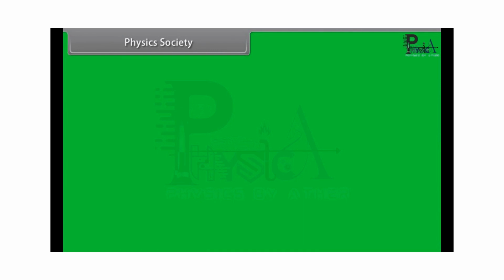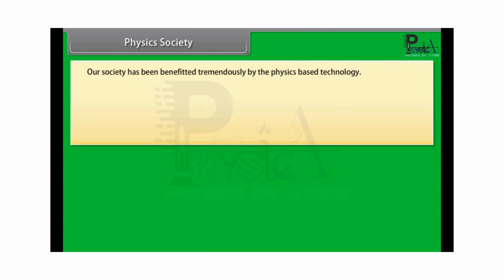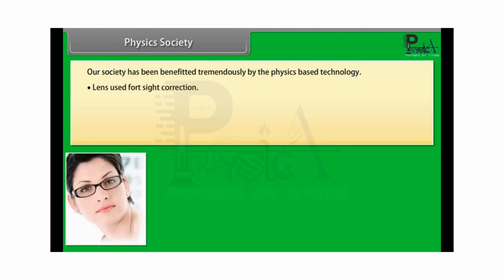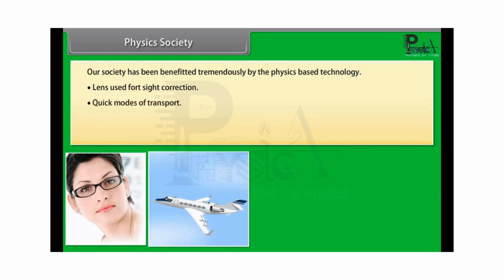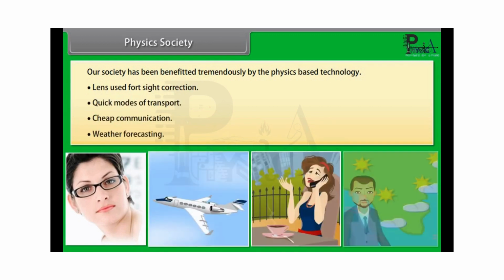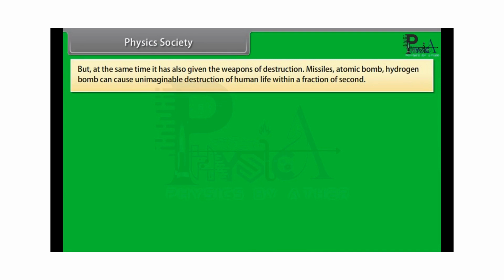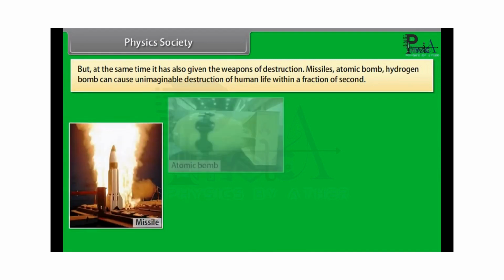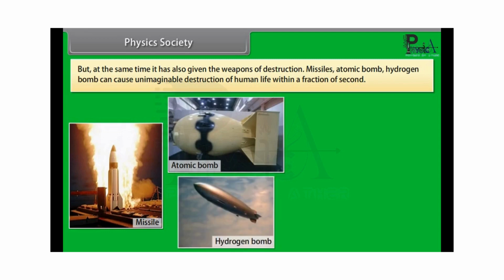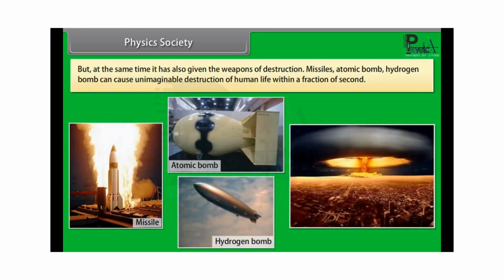Physics and society. Our society has benefited tremendously by physics-based technology. Lenses used for sight correction, quick modes of transport, cheap communication, and weather forecasting are some new dimensions of progress due to physics. But at the same time, it has also given weapons of destruction. Missiles, atomic bombs, and hydrogen bombs can cause unimaginable destruction of human life within a fraction of a second.